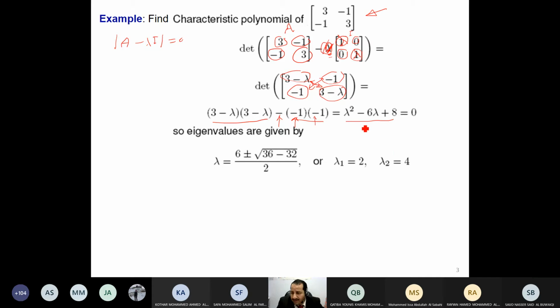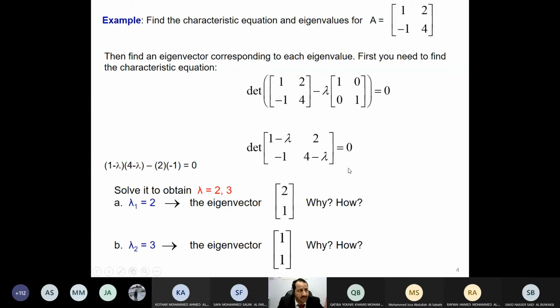Now I solve this quadratic equation to find the eigenvalues. We know how to solve a quadratic equation from secondary school and foundation level. We're still using the same formula. If it is easy to use factorization, go ahead. Otherwise, use the quadratic formula. I got two eigenvalues, this is the first one and this is the second one, and this is the answer for this question.